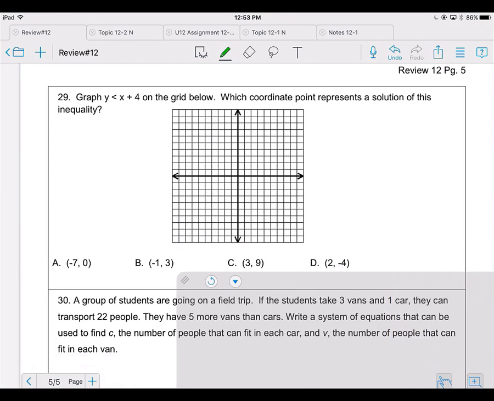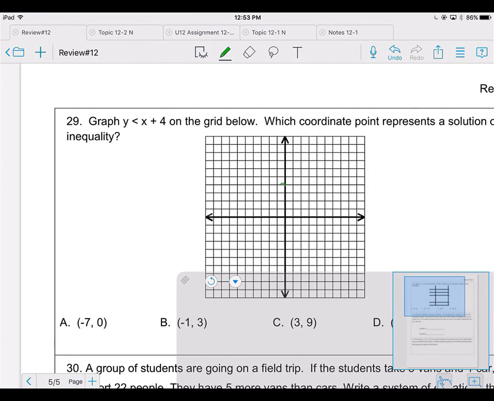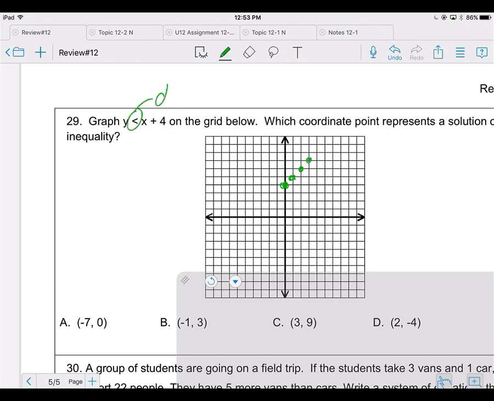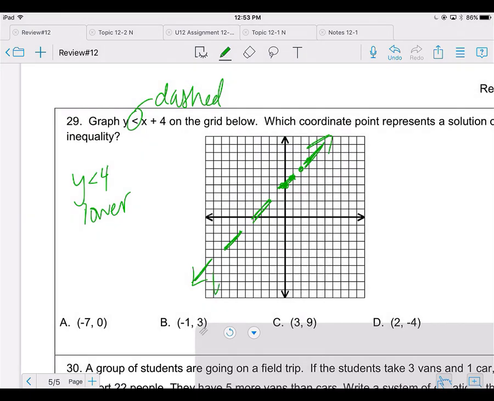29 asks me to graph y is less than x plus 4 on the graph, and then tell me which one of those is a solution. So I start at 4. X means I go up 1, right 1, up 1, right 1, up 1, right 1. This is dashed because there's no line under the inequality. And y is less than x plus 4, less than is lower, so everything lower than the line or underneath the line is in my solution set.